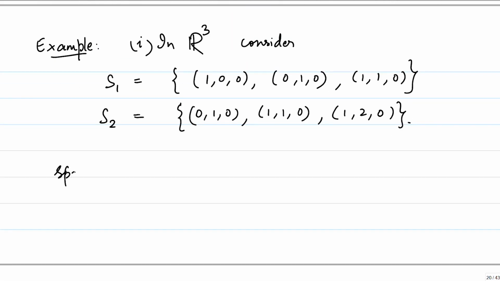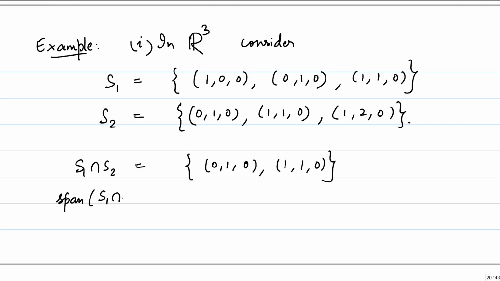So you should check that, well, what is S1 intersected with S2? S1 intersected with S2 is equal to (0, 1, 0), (1, 1, 0). And what is the span of S1 intersected with S2? This will be all linear combinations of the vectors written to the right, and you should check that this is the set of all (x, y, z) in R3 such that z is equal to 0.